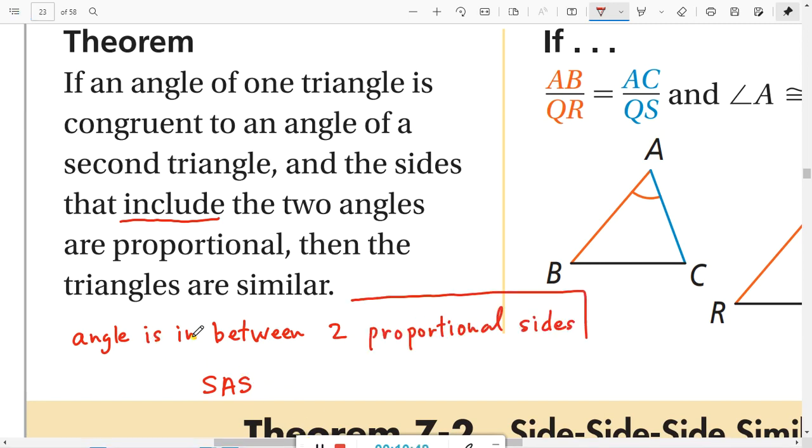I'm sorry, small correction. The angle is in between the two proportional sides. Okay, the sides don't have to be congruent for similar triangles. They have to be proportional.